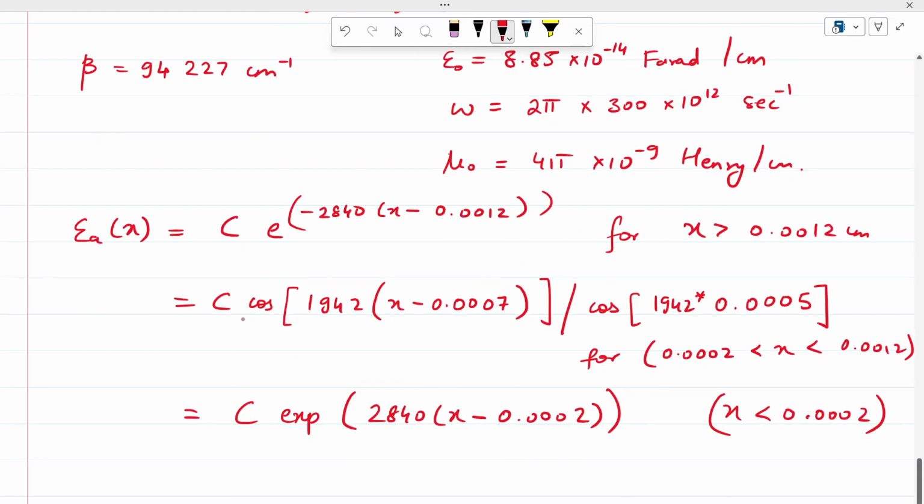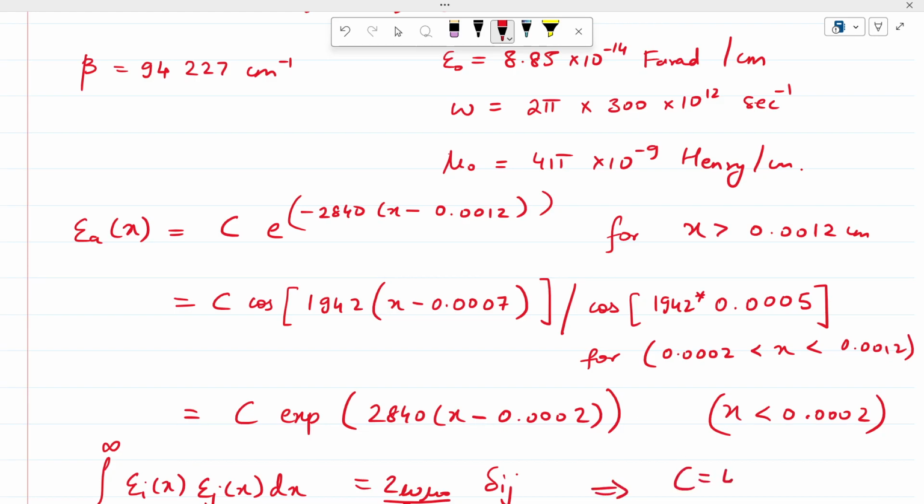Right. So now what is this C? This C we can find out by simply normalizing. If you remember the orthonormality condition, it was just that the integral from minus infinity to plus infinity of Ei of x into Ej of x dx should be equal to 2 omega mu 0 upon beta i delta ij. So I already know the beta values, omega values, mu 0 value. I'll just put EA square here on the LHS and integrate, and I'll easily find the C value. So the C that we get is 433.56.